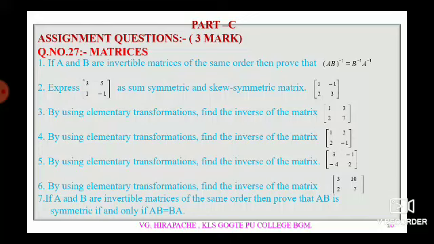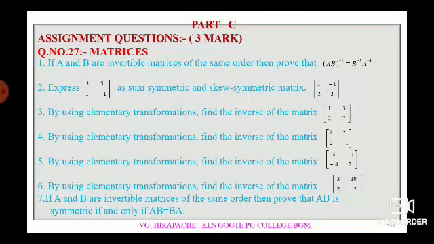Dear students, these are some of the important questions which are expected in the examination in the part C section for 3 marks. These questions we have already done in the previous videos. If you have prepared the notes, you will find the solutions for these questions. You take these questions as an assignment and write them in a notebook.